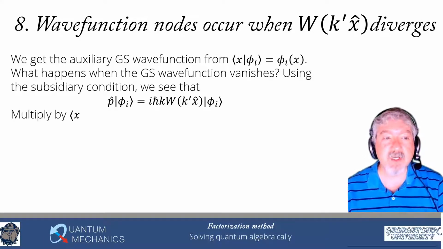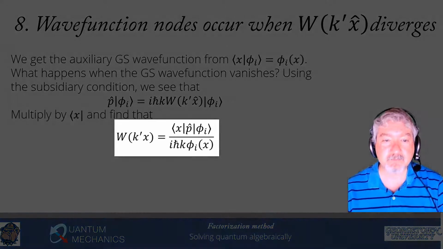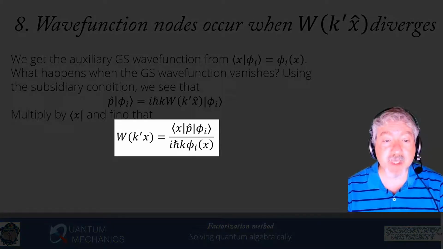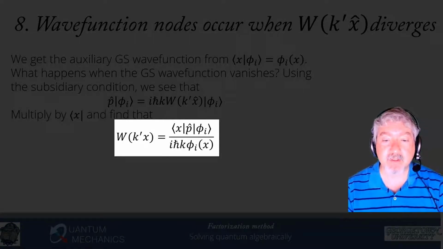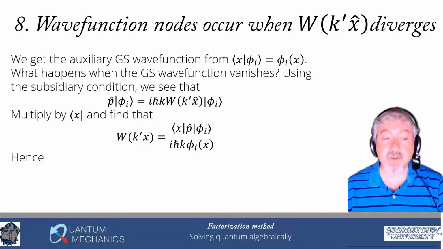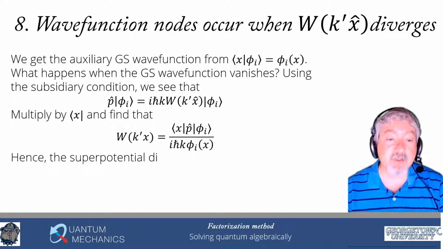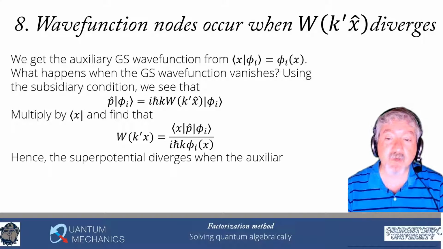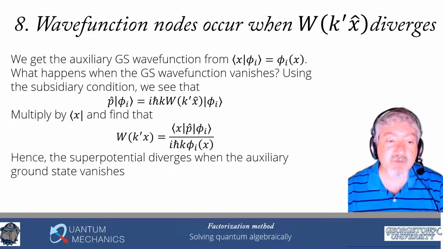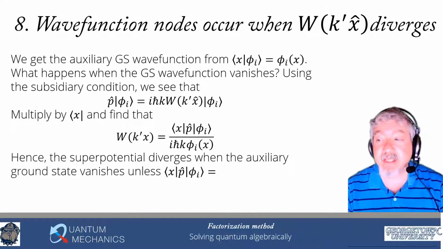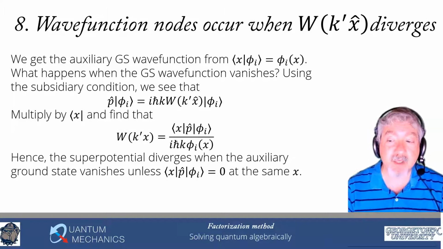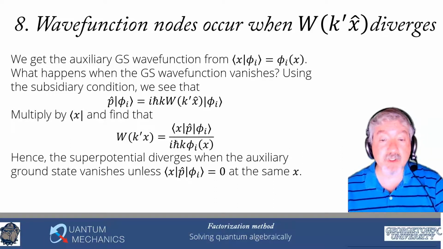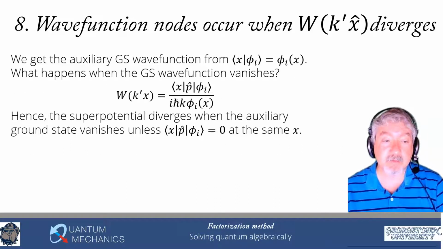And so we can actually rearrange this into the form W of k prime x is equal to bra x p phi I divided by i h bar k phi I of x. All right, I hope you see what's going to be happening here. The superpotential must diverge when the auxiliary ground state vanishes, unless bra x p phi I is equal to 0 at the same point where phi I of x is equal to 0. And we're going to show you now that that can't happen.